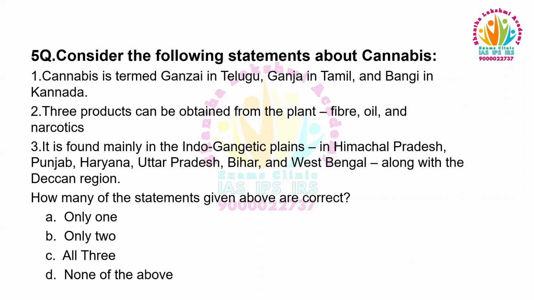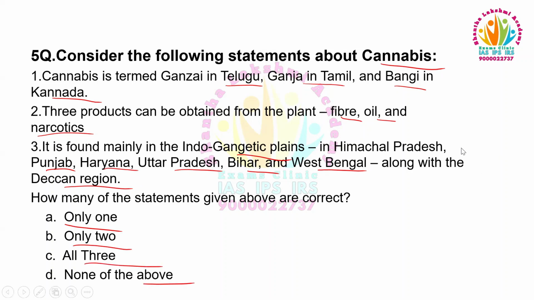Consider the following statements about cannabis. One, cannabis is termed ganja in Telugu, ganja in Tamil, and bhangi in Kannada. Two, three products can be obtained from the plant: fiber, oil, and narcotics. Three, it is found mainly in the Indo-Gangetic plains in Himachal Pradesh, Punjab, Haryana, Uttar Pradesh, Bihar, and West Bengal, along with the Deccan region. How many of the statements given above are correct? Only one, only two, all three, none of the above.